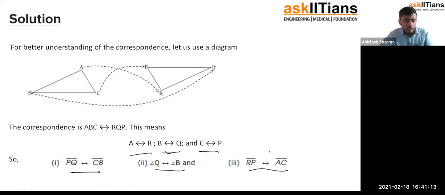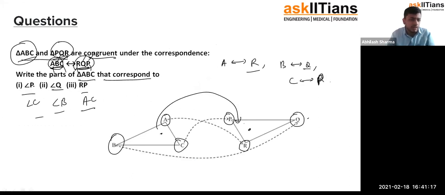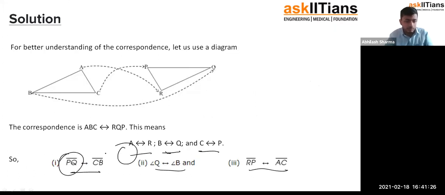Q corresponds to B, and okay, here we have P, Q. So although there is an error in this question, where we had angle P, even if we had PQ, obviously it will correspond to CB as we have here. Okay, so this is important to understand.